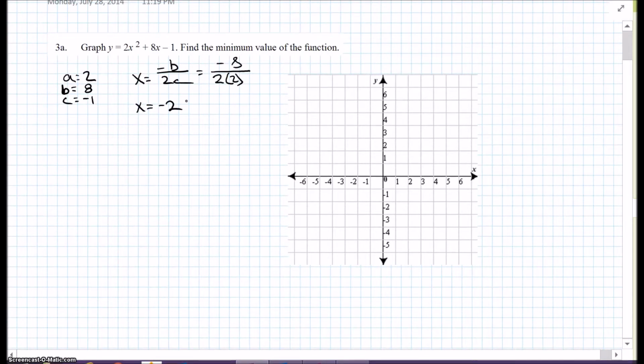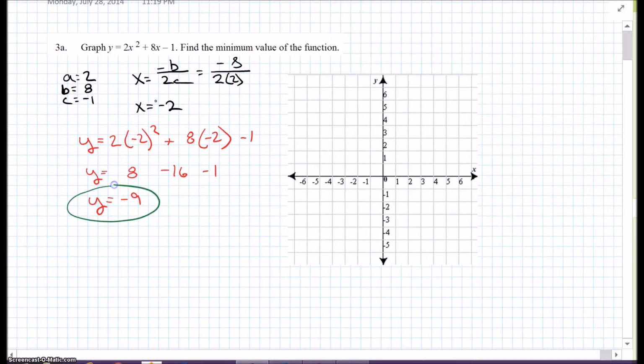So how do I find y? Plug that in. So I'm going to go y equals 2 times negative 2 squared plus 8 times negative 2 minus 1. So negative 2 squared is 4. So 4 times 2 is 8. So y is going to equal 8 minus 16 minus 1. So my y value is going to be negative 9. So there's my y value, there's my x value. So my vertex is negative 2, negative 9.